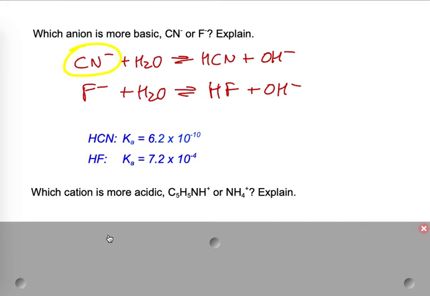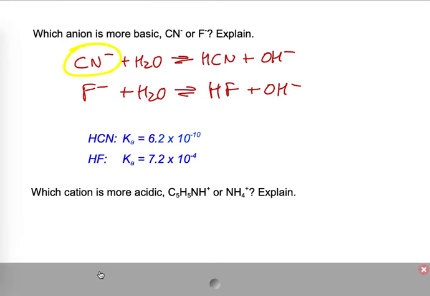Which cation is more acidic, the pyridinium cation or the ammonium cation? Well, let's look at the equilibria for the ionizations. The pyridinium cation ionizes to form the conjugate base, pyridine, plus the hydrogen ion.